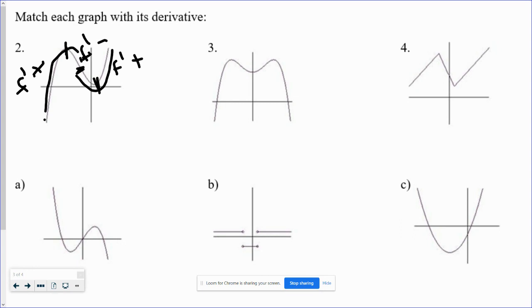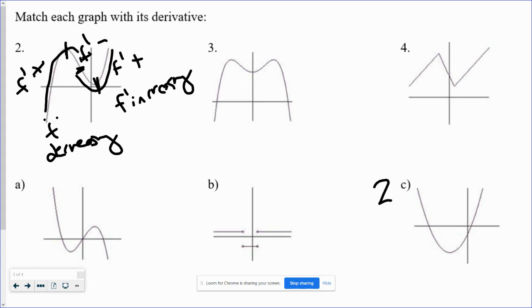If we're starting out concave down, that means our second derivative is negative, which means our first derivative is decreasing. Then at our point of inflection, we change to concave up, which means our second derivative is positive, which means f prime should now be increasing. Take a look at between B and C. We want one that starts out decreasing and then starts increasing. Notice that happens with C. So 2 is going to match up with C.